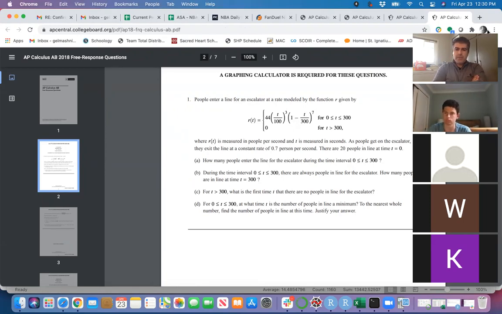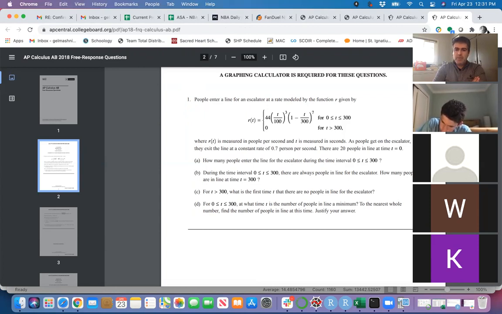So you have a function: people enter an escalator at a rate modeled by the following function, where t represents seconds. So for the first 300 seconds, people enter an escalator at that rate. Then by that time, no one enters the escalator. The rate of people entering is 0. As people get on the escalator, they exit at a constant rate 0.7. So that's the exit, you could call it like E of t if you want. Exiting is 0.7. And initially you start at 20. Initially got 20 people in the escalator.